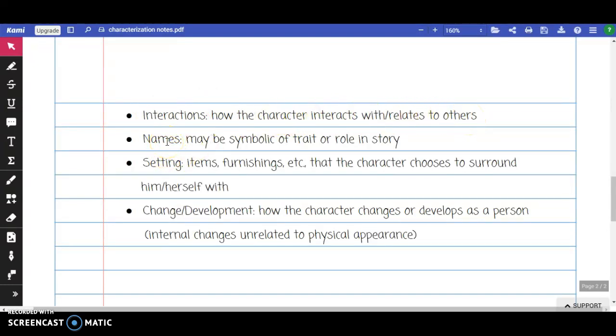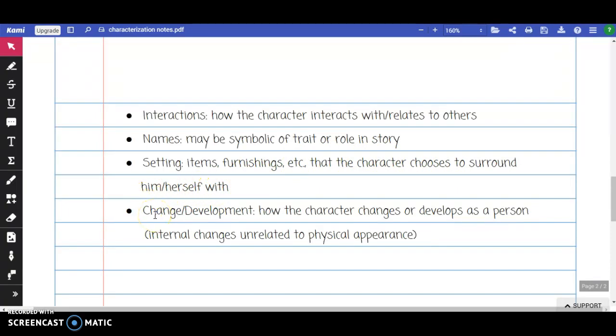The character's name may be symbolic of a trait or the character's role in the story. The setting, so items, furnishings, or other things in the story that the character chooses to surround him or herself with may tell you something more about the character.